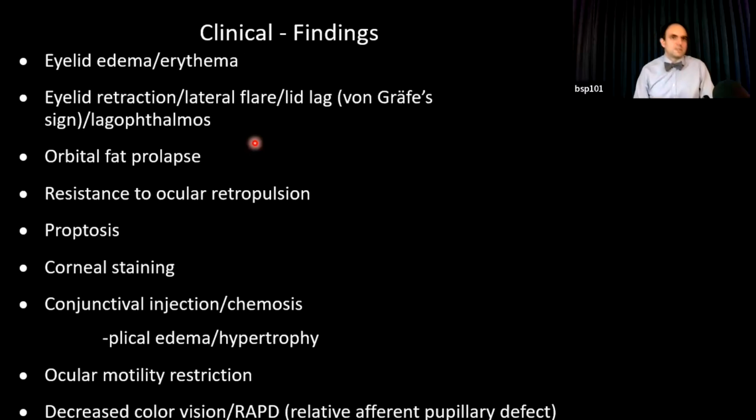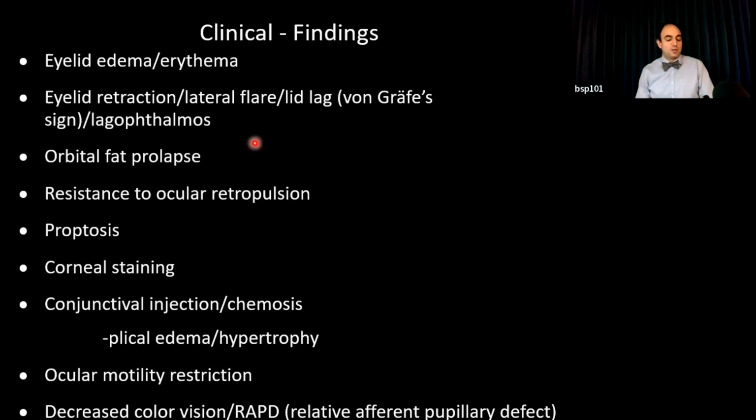So proptosis, that's fairly self-evident. In the pictures we'll see. Corneal staining, that's from dry eye. The dry eye happens for a variety of reasons. First, just inflammation reduces the quality of the tears. The tear production goes down, and they're also full of inflammatory cytokines. And also there's more physical exposure of the eye due to the lid retraction.